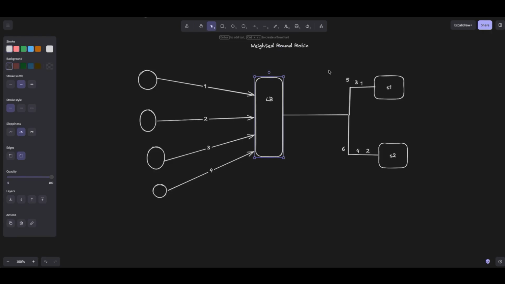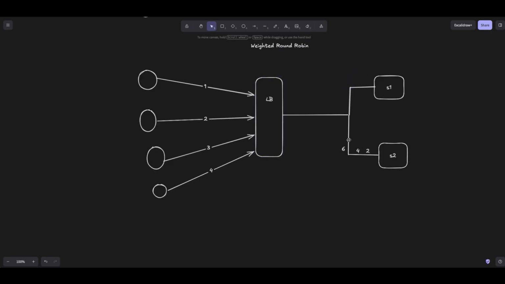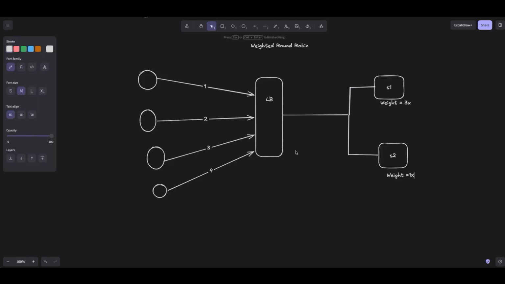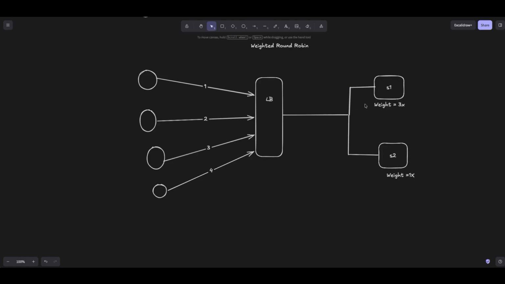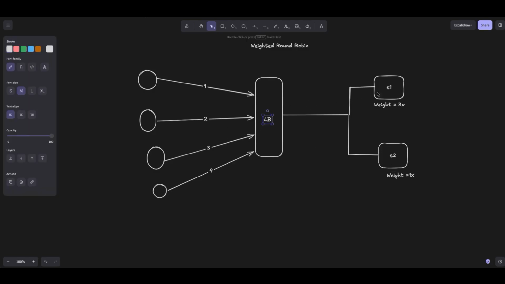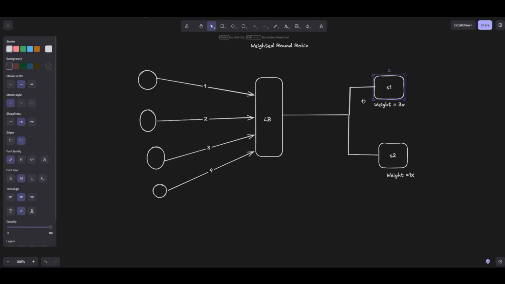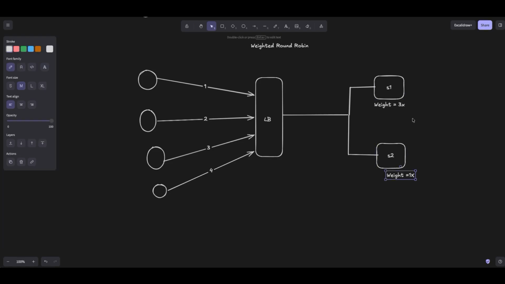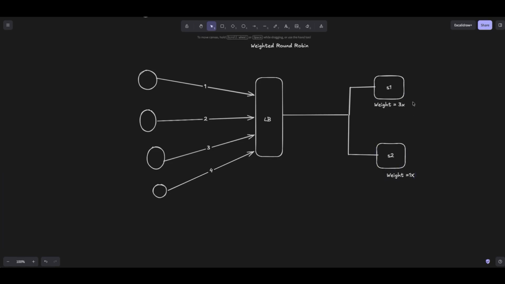Same example. Now instead of all these requests coming in a pure round robin format, we add a weight to this server. What does it mean? Let's say server 1 can handle 3 times the requests of server 2. In our scenario, the load balancer will check whether the capacity of server 1 is available. It will check both and see that each currently has 0 requests being served. So the preference is 3x, and it will send the first request here.